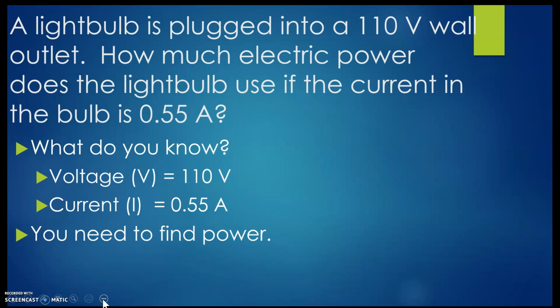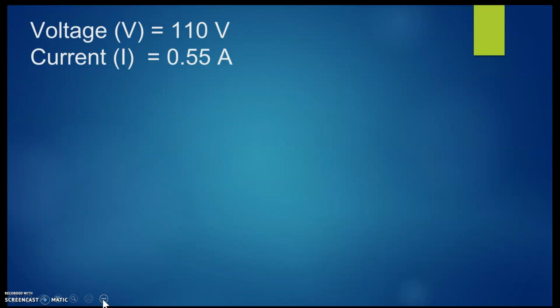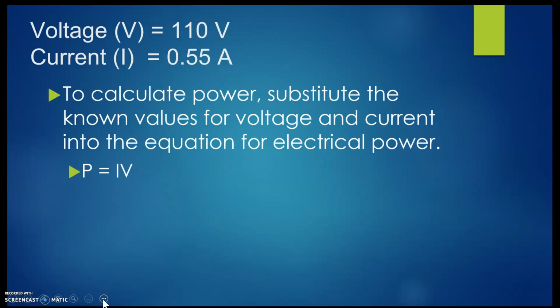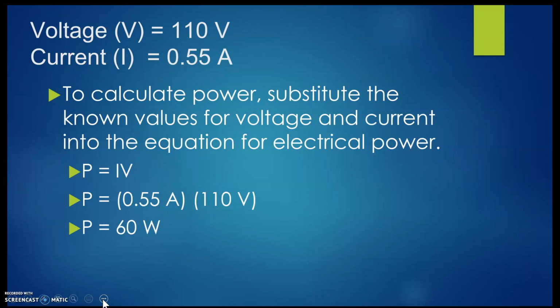So we'll use our equation, P equals IV, and we'll just plug in our known values for voltage and current into that equation, which is going to give us power equals 0.55 amps times 110 volts. That's going to leave us with 60 watts. I think it actually equals 60.5 watts, which would be fine if you put that, or you could round up to 61 watts. I just rounded down to 60. It's a nice even number that I like to work with. So any of those things are fine, whichever way you want to do that.